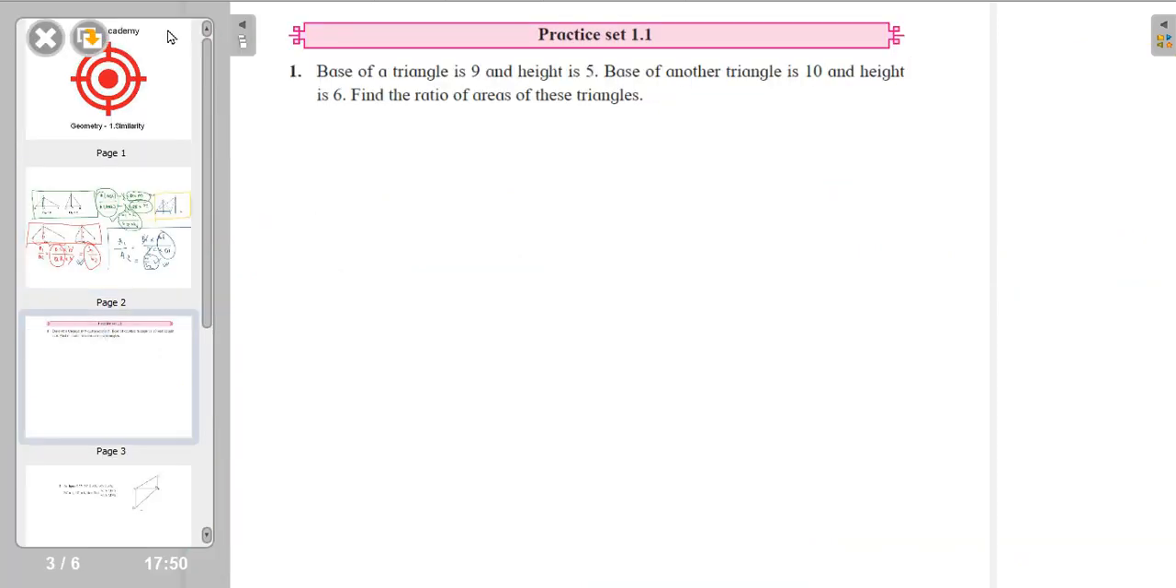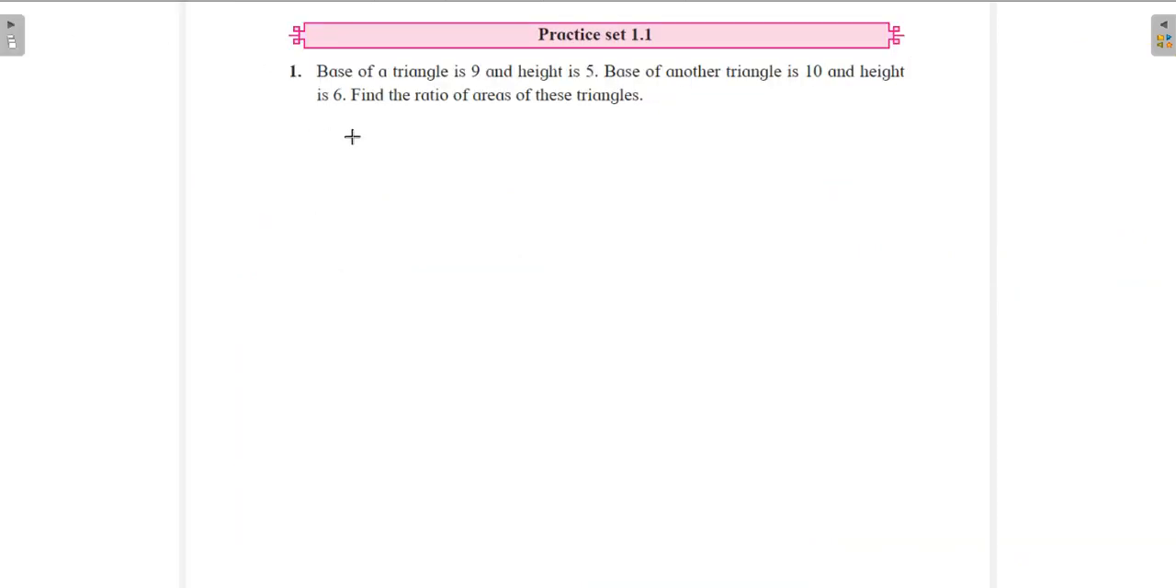Let's move to the exercise or practice set 1.1. Base of a triangle is 9 and height is 5. Base of another triangle is 10 and height is 6. Find the ratio of areas of these triangles. Very easy. So I will write A1 divided by A2.